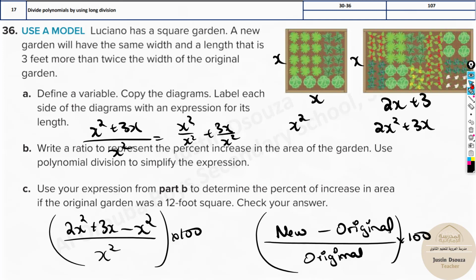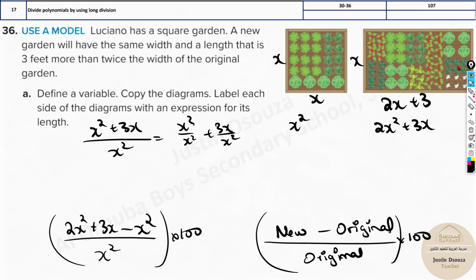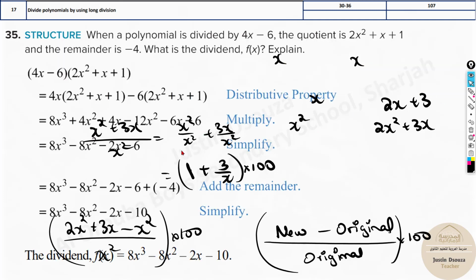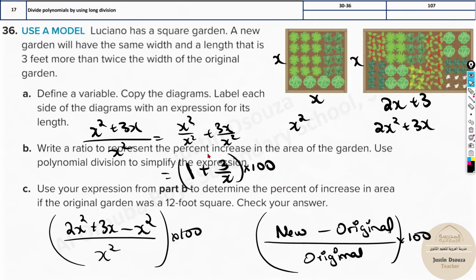Let's just go to a blank spot. Okay, this is blank. Over here, you're doing this, and then what is there? It will be 1, because x squared by x squared is 1, plus 3 by x, the whole times 100. That is the variable equation for the second problem. What was the second problem? This is the percentage increase in the area.